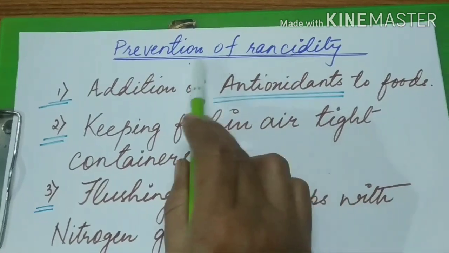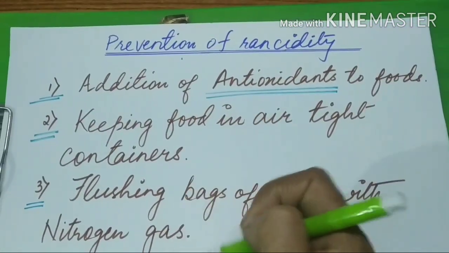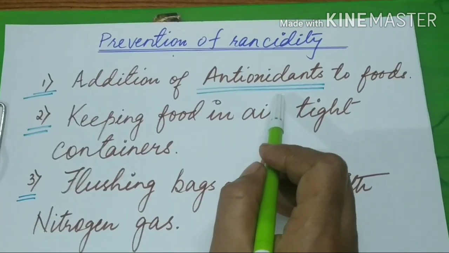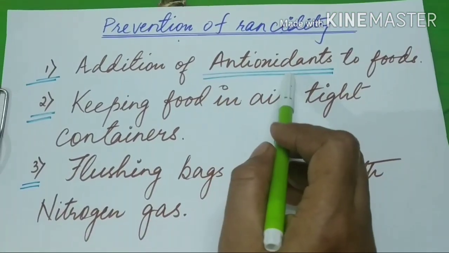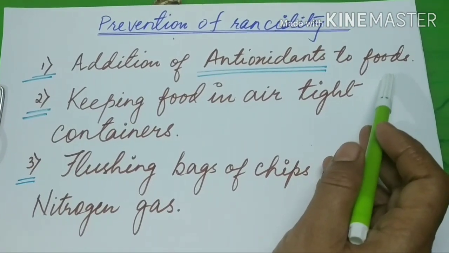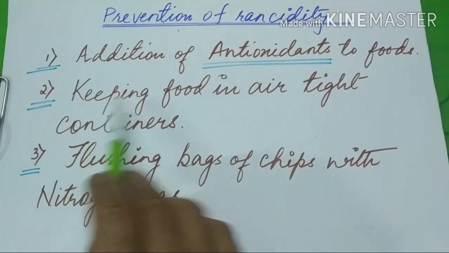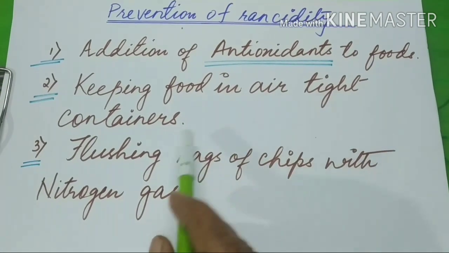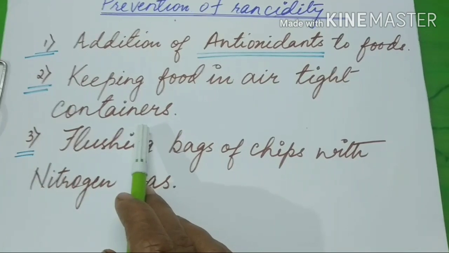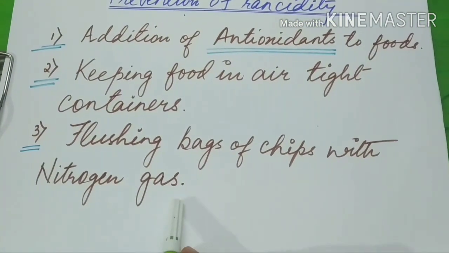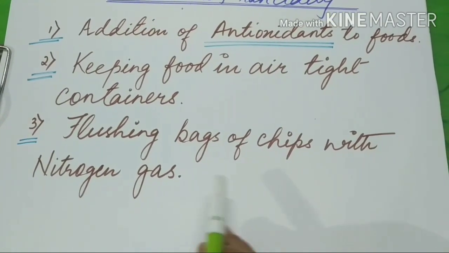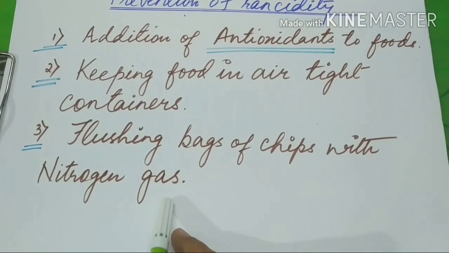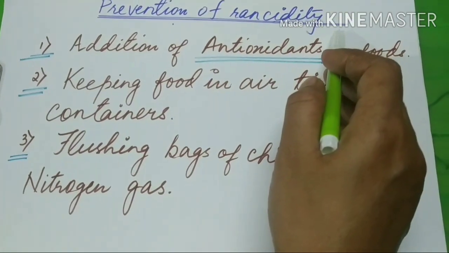Prevention of rancidity. Rancidity can be prevented by following any of these measures. Addition of antioxidants to foods. Antioxidants are those substances which do not allow oxidation to happen. So, if we add such substances to food items, then oxidation of oil and fat is restricted and they do not undergo rancidity. Keeping food in airtight containers. When we cut the supply of oxygen, definitely rancidity will not happen. So, we should keep food in airtight containers to prevent rancidity. Flushing bags of chips with nitrogen gas. You must have observed when you buy a chips packet, it is swollen. It seems there is some gas inside it. It is nothing but nitrogen gas they are flushed with. This prevents rancidity from happening.